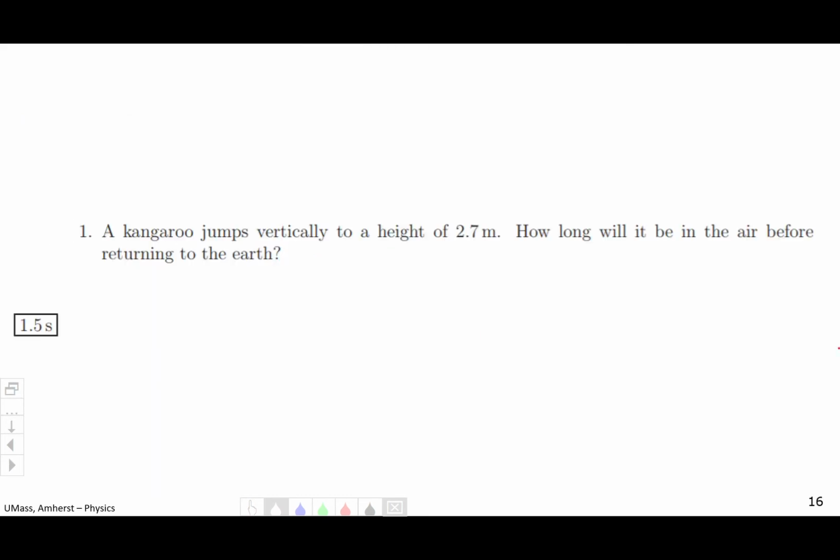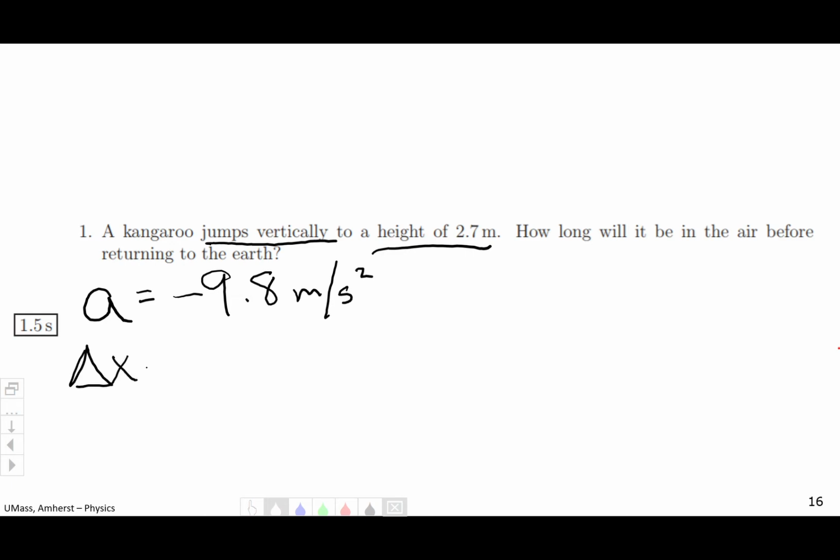All right, a kangaroo jumps vertically to a height of 2.7 meters. How long will it be in the air before returning to Earth? Great question. Jumping vertically, okay, straight up means acceleration of negative 9.8 meters per second squared to a height of 2.7 meters. Delta x is 2.7 meters. How long will it be in the air means delta t is our unknown before returning to Earth.